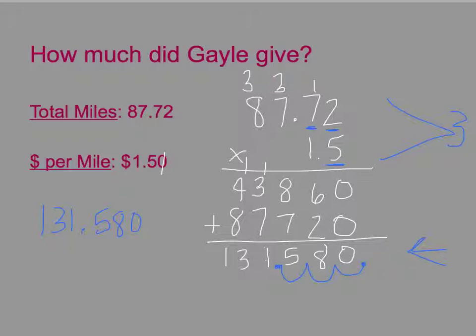Now remember, we're finding a money amount. We're finding an amount of money that Gail paid. So we know that, at least in American dollars, we just have 2 decimal places in our money system. So our actual answer, because this isn't very reasonable based on how we deal with money, is going to be $131.58.